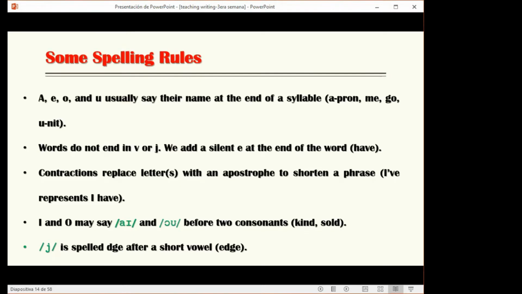Then the sound /j/ is spelled DGE after a short vowel. Age, age, age. So here we have age. And notice here these are spelling rules. Remember, these are the spelling rules and they are mostly related to the pronunciation. And as I told you before, there are some exceptions to some of these rules, as every language has. Let's see.